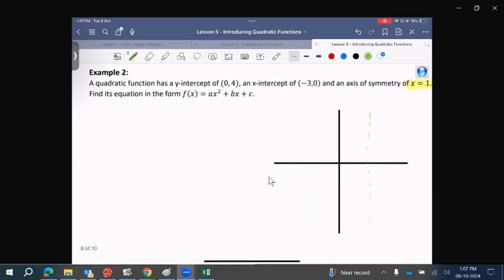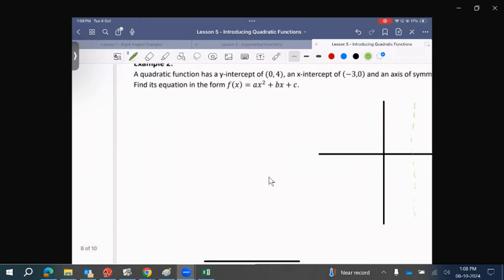Sorry, I'm not quite sure why the screen mirroring isn't working. Let me see if I can plug it in, if it cheers it up a little bit. No?